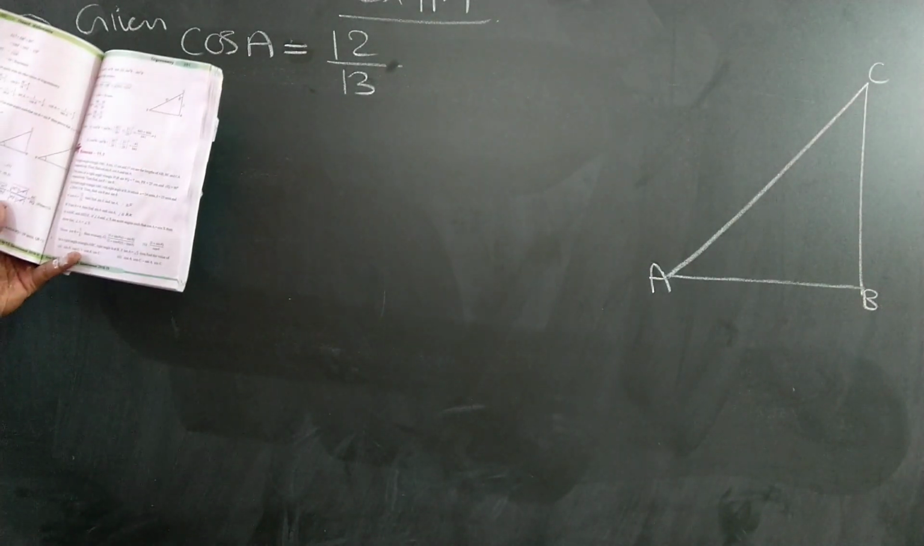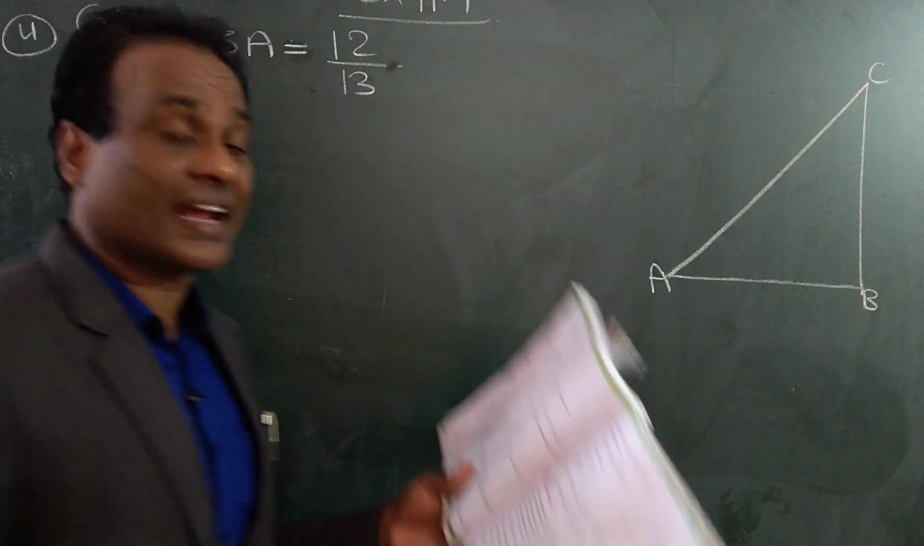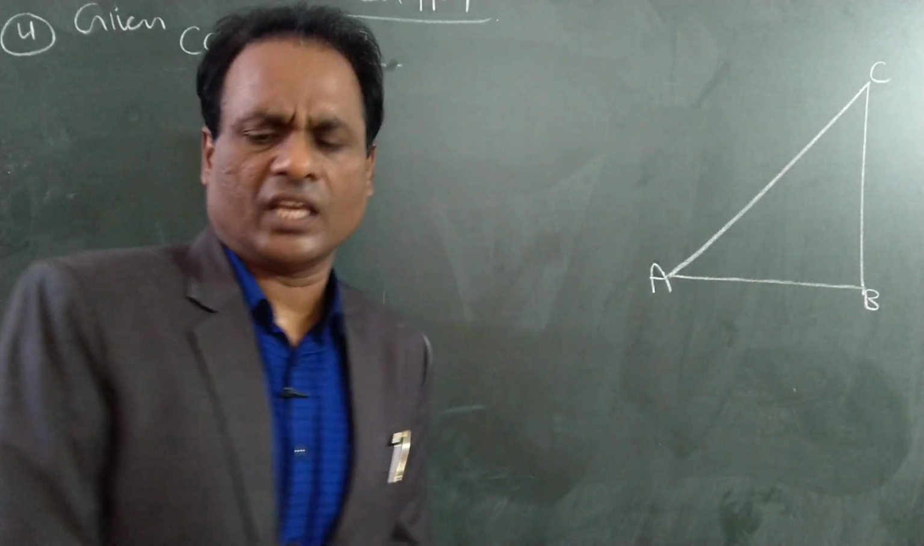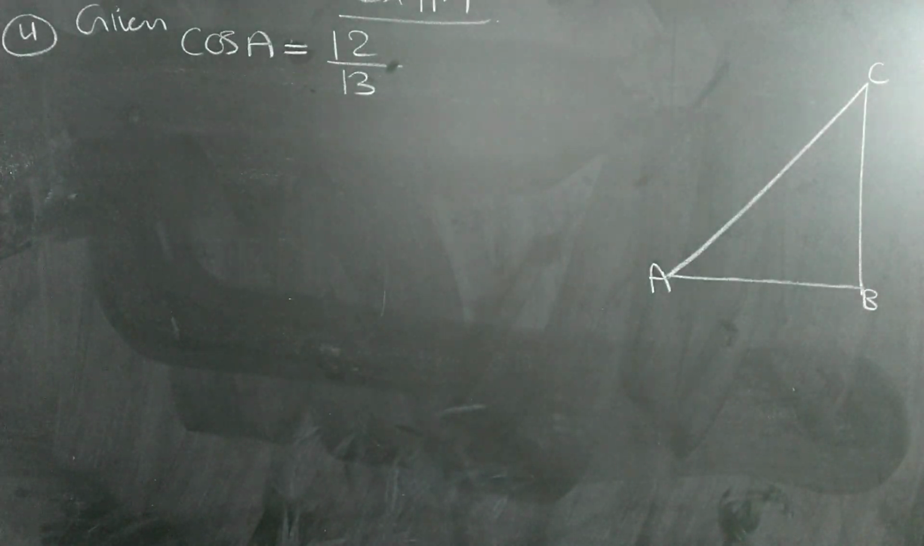Cos A is equal to 12 by 13. Find sin A and tan A. This is one important model. If one ratio is given, we will be asked to find the other ratios.